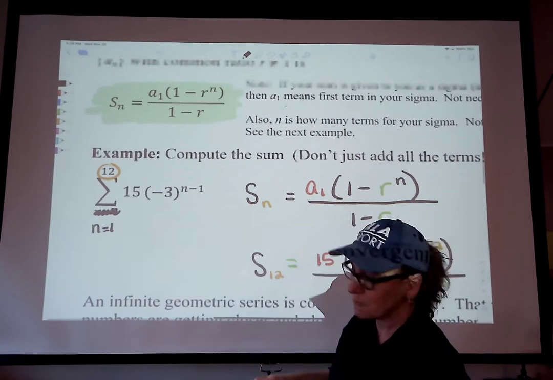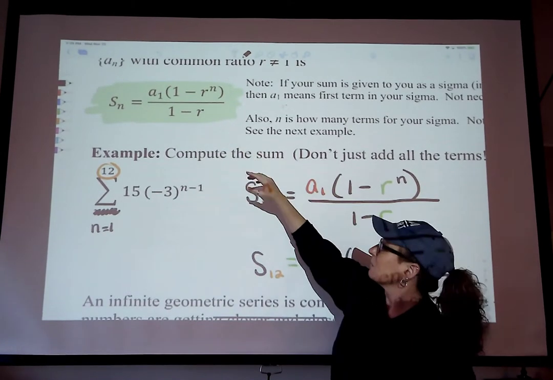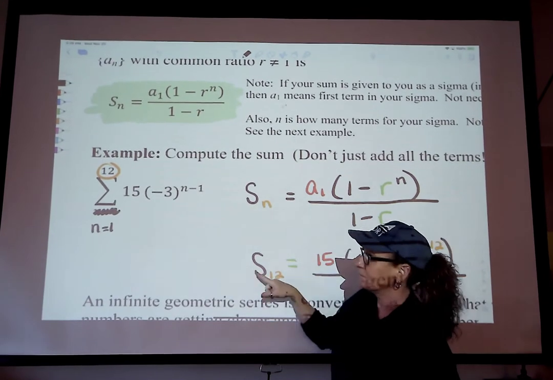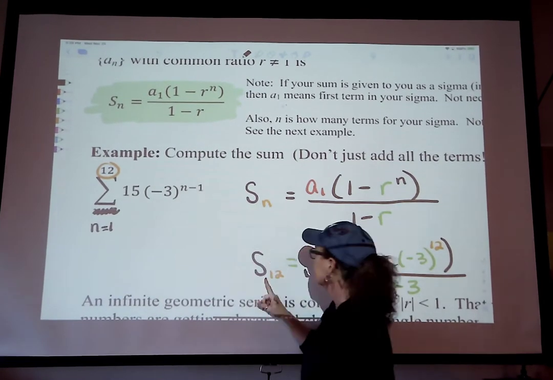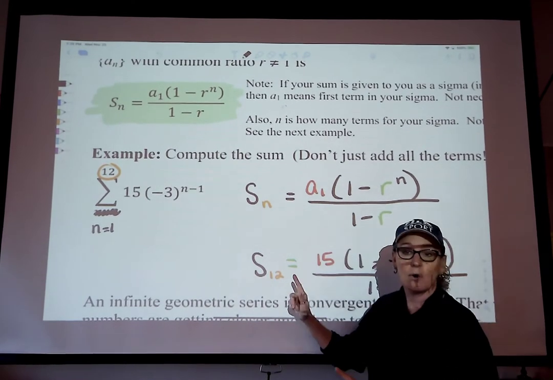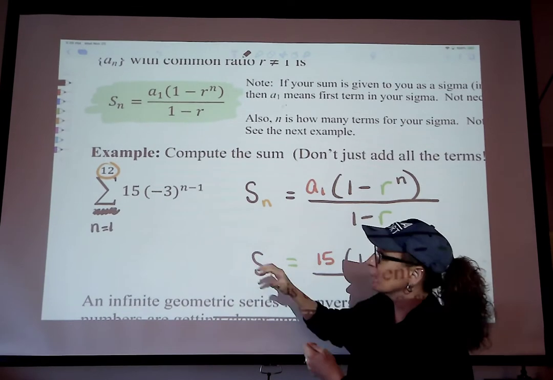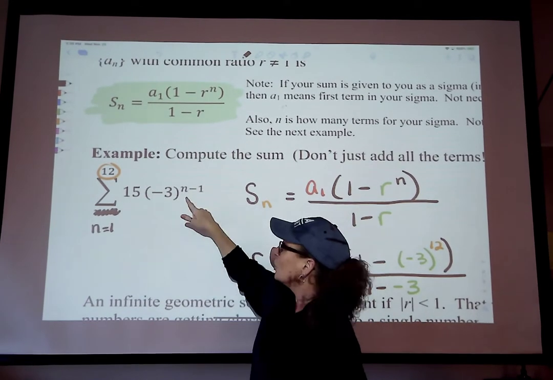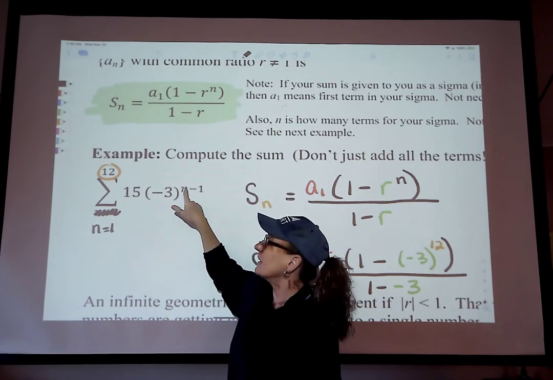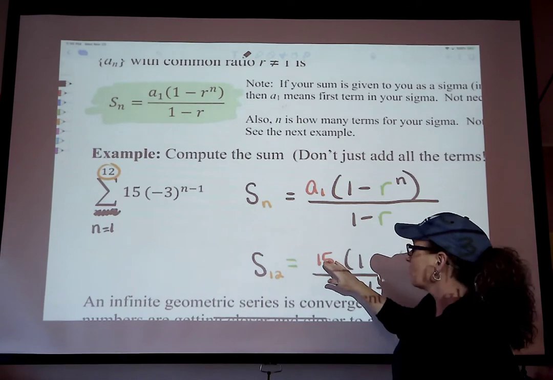So here I go. This is the equation that we're going to use. I pulled it right up there, just color-coded some things. How many do we want? 12. What's our first term? 15. Oh, what if you didn't know that? What if you didn't recognize that? How do you get your first term? You do the math. You plug in 1, and you take 15 times negative 3 to the 0 power. So your first term is 15.